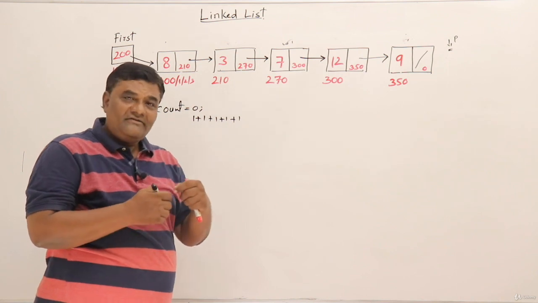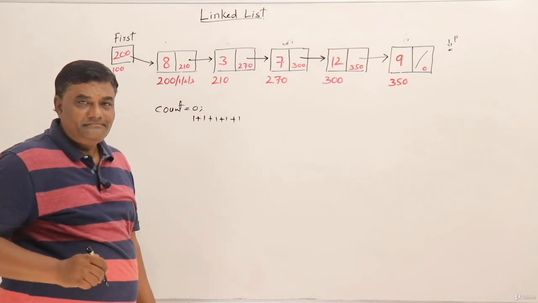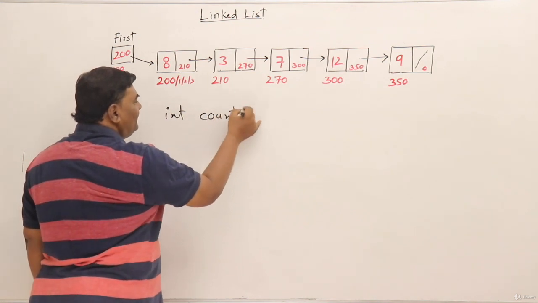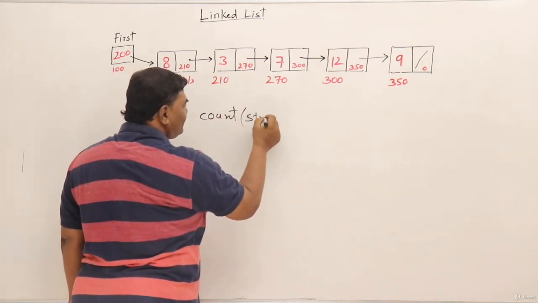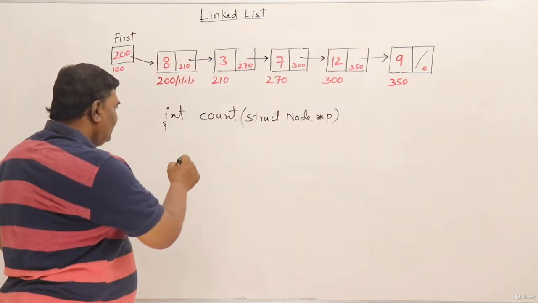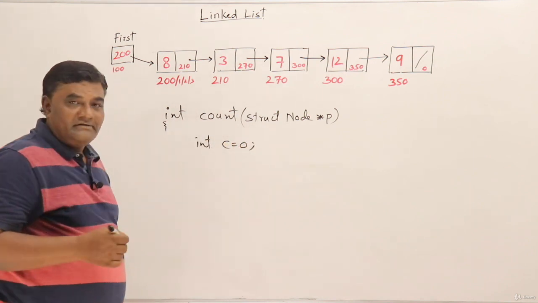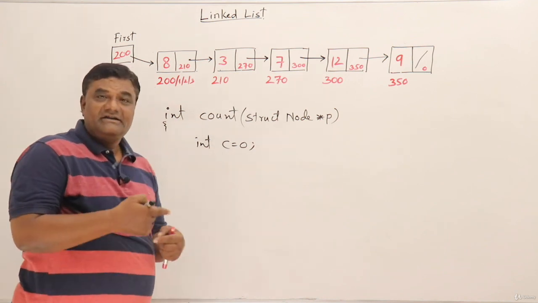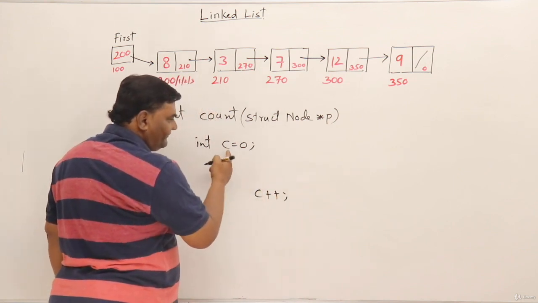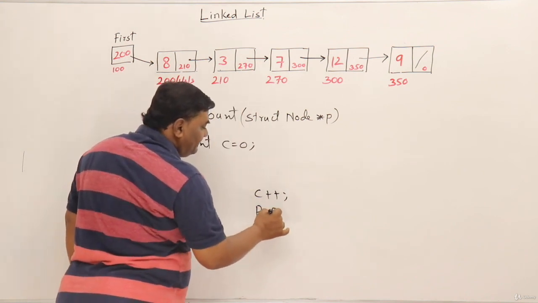So we have to traverse through the linked list and go on incrementing count. For this I will write a function. Let us make it a function, integer count, which takes a parameter, that is, struct node pointer p. Then for counting I need some variable, let us say c, which is having value 0. Then in this c variable I'll be counting. So every time, c++ for incrementing this value, and move p to the next node, p assign p is next.